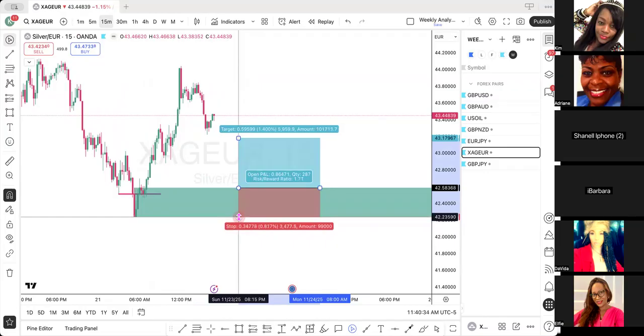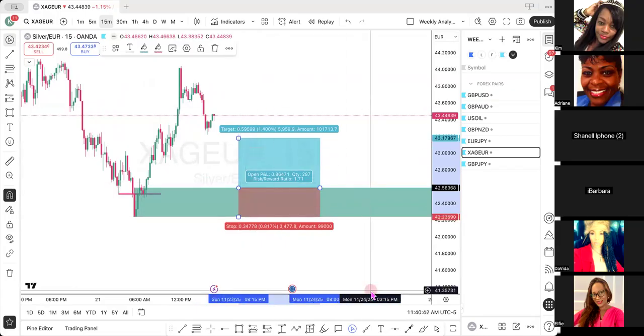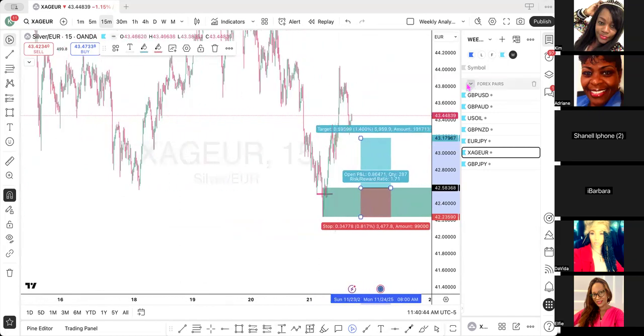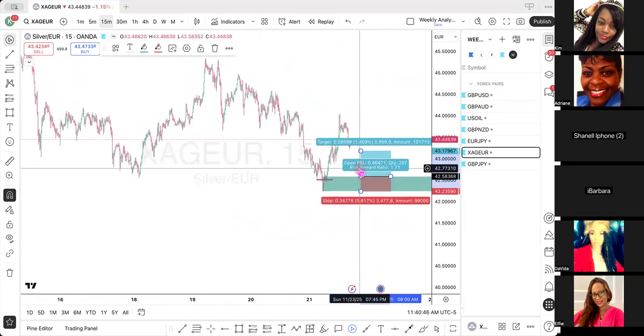I don't know how to read. Is that 347 pips? Looks like it. Oh, hell no. So I would not set a limit. I would definitely set an alert.